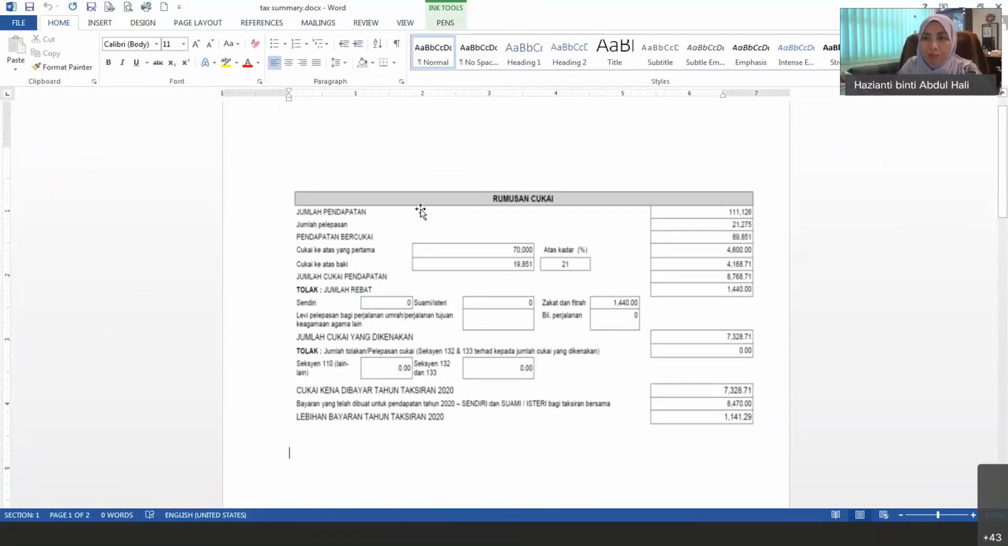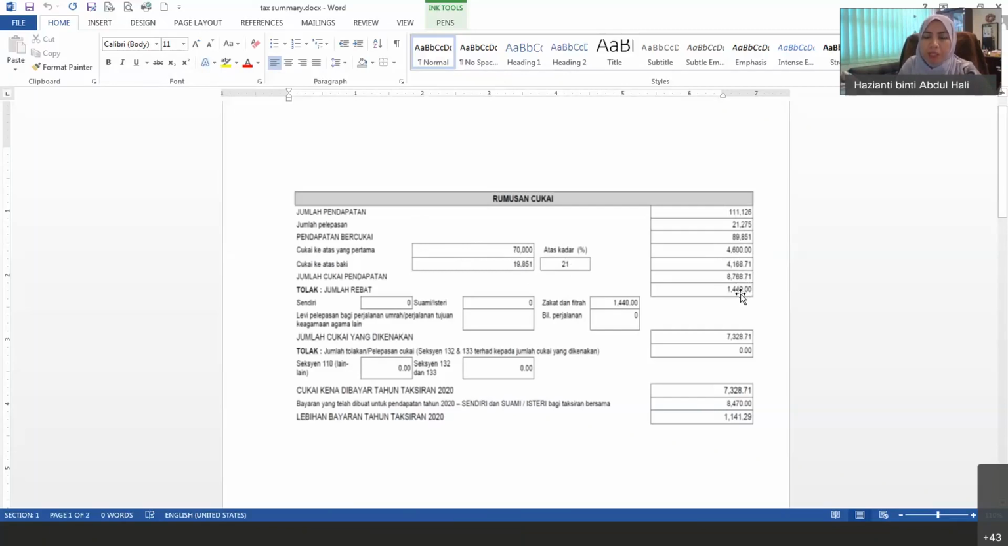Pendapatan bercukai is chargeable income lah, because the e-filing ni dia guna bahasa Melayu. So pendapatan bercukai is chargeable income. Here 89851. So ini kita tengok dalam table. So the first 70,000, 4,600. The remaining would be at 21%. So jumlah cukai pendapatan, amount of tax payable ni is 8768.71.